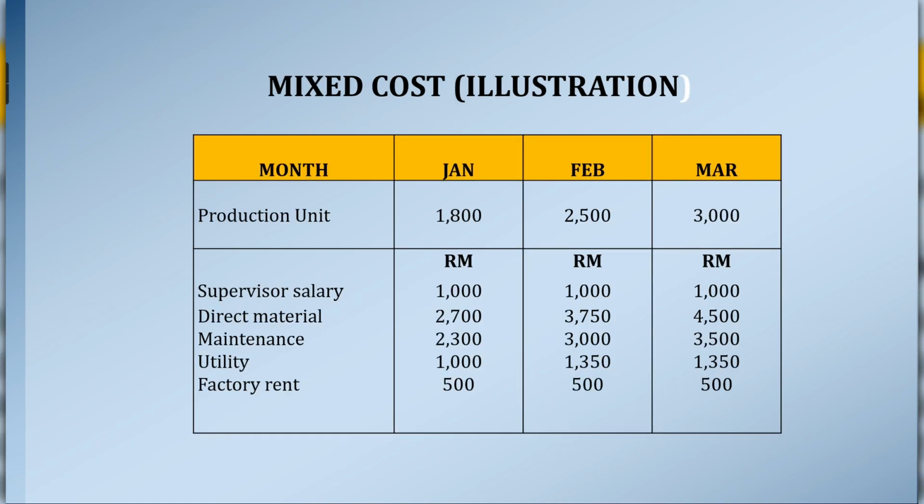Okay, alright, so we go to the illustration for mixed costs. Okay, so let's say you are given 3 months of production, which is for January, February and also March. So the production unit for January is 1,800, February is 2,500, and for March is 3,000. Okay, and you are given a few production costs here. Okay, so you have the supervisor salary, the direct material, the maintenance, the utility, and the factory rent.